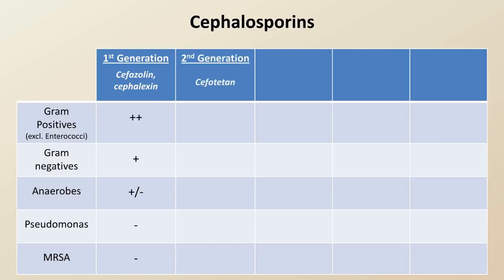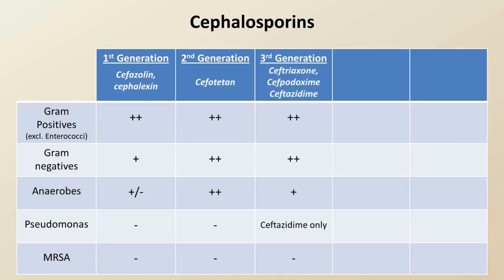Second generation has decent coverage of gram-positives, gram-negatives, and anaerobes. The third generation covers gram-positives and negatives very well, with a little less anaerobic coverage. Ceftazidime specifically has very good coverage of Pseudomonas. You'll notice that both second and third generation cephalosporins appear to have equally good gram-negative coverage, but probably most people believe that third generation is slightly better.